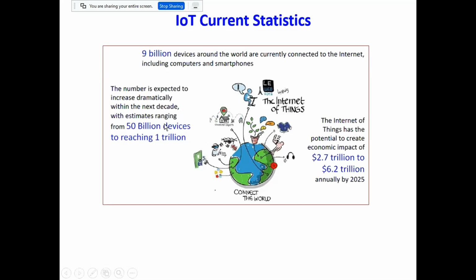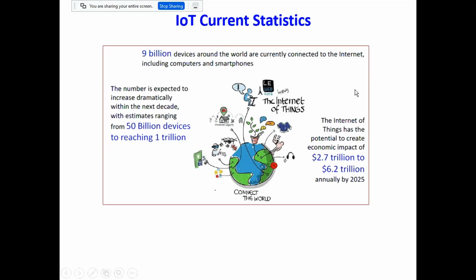That is the expectation, friends. And what is the revenue here? If you see the revenue part also, it is $2.7 trillion to $6.2 trillion annually by 2025. Such drastic changes taking place in IoT make us use this technology in e-learning also. Correct? Now we are seeing online teaching. You know, all STTP and many things are happening only due to these developments.